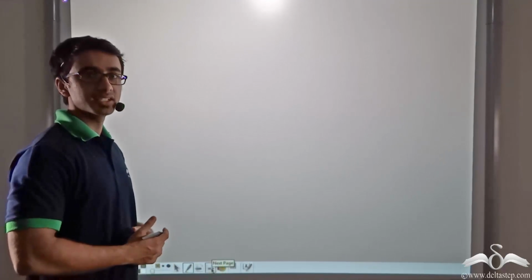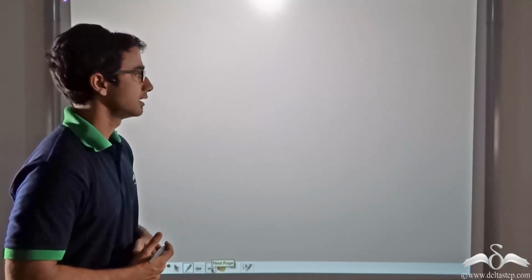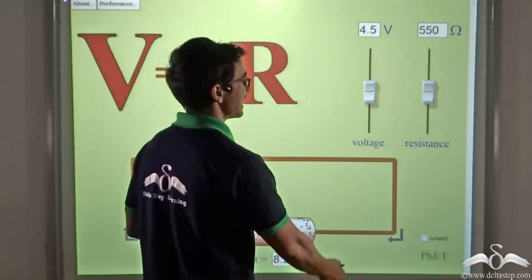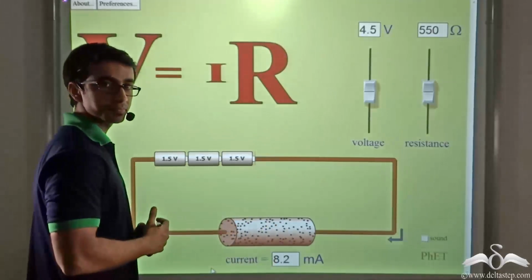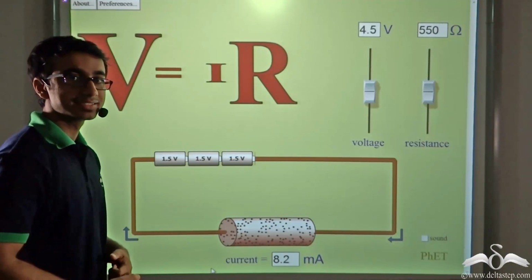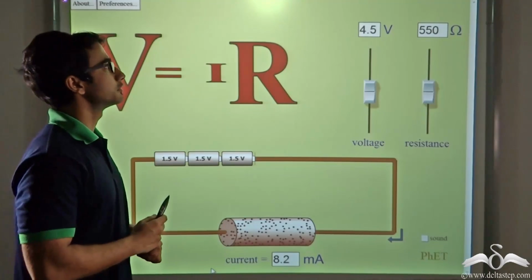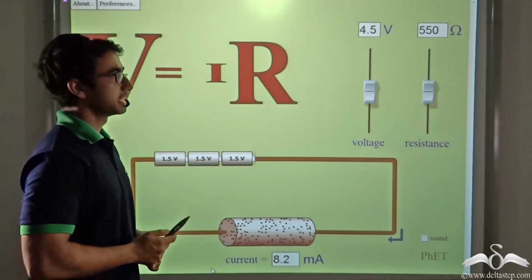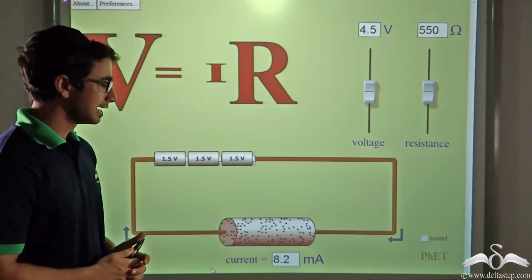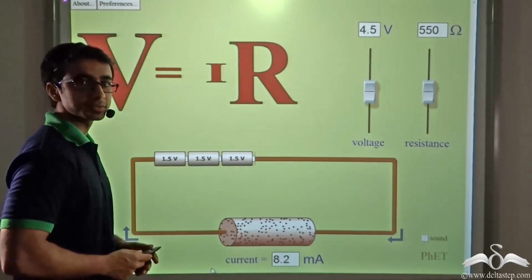So now we consider the simulation whereby we can verify Ohm's law. In this simulation, we consider voltage and resistance, which we will vary, and we will simultaneously find out how the value of current is getting varied. Initially we have considered a voltage of 4.5 volts and a resistance of 550 ohms, and it has given us a current of 8.2 milliamperes.